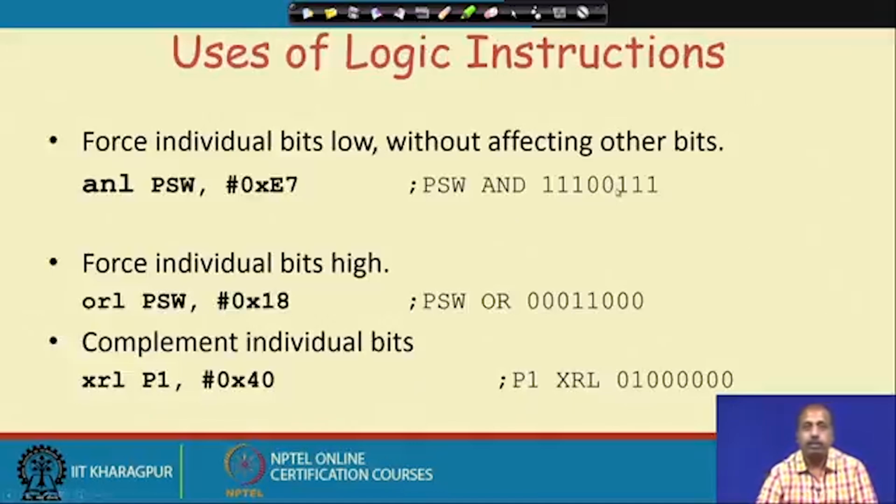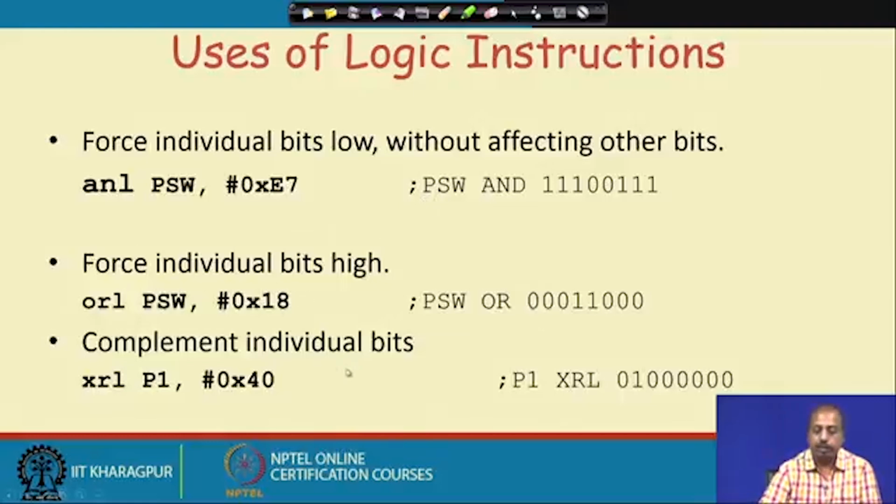We can force individual bits to low without affecting other bits. So, this is a single bit sort of thing. ANL PSW, hash 0xE7. The E7 is the bit pattern 1110 0111. So, when you do ANDing with PSW, these two bits will be reset to 0, and the rest of the bits of the PSW register will continue to have their previous value.